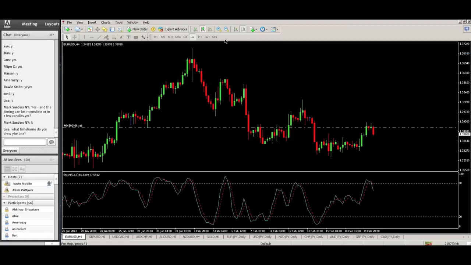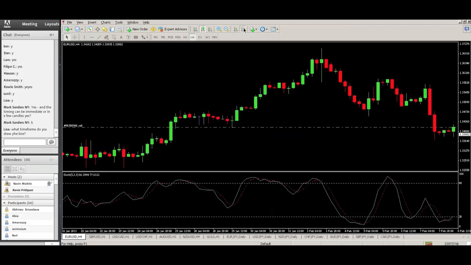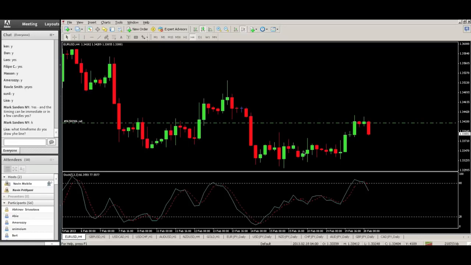Now take a look at this. I'm going to remove all these lines. I'm going to zoom in a little bit more. Take a look at this. We have a high here. We mark our high. We have a high here. We mark our high.